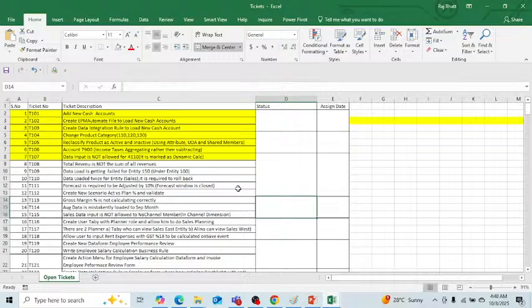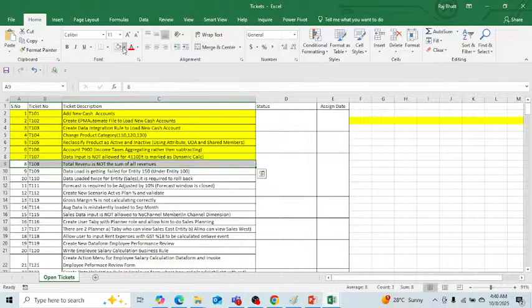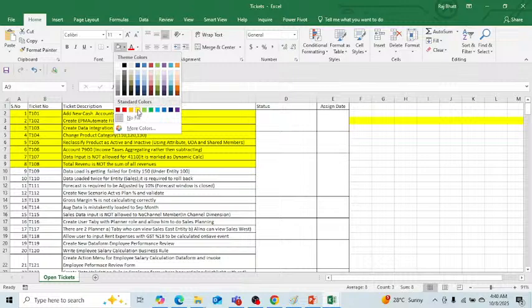This is Radford, and today we will be covering the ticket: total revenue is not the sum of all revenue. So, this ticket we have to cover. Very important ticket.